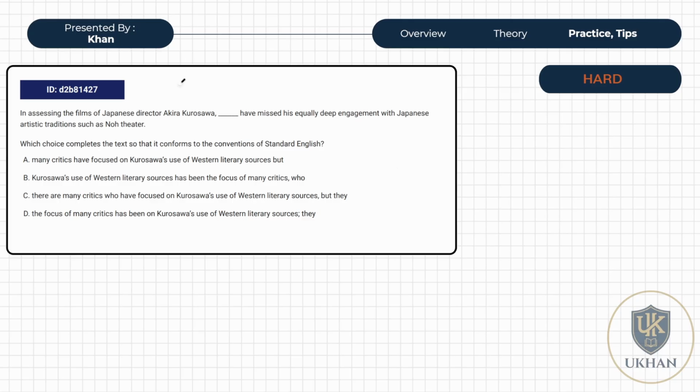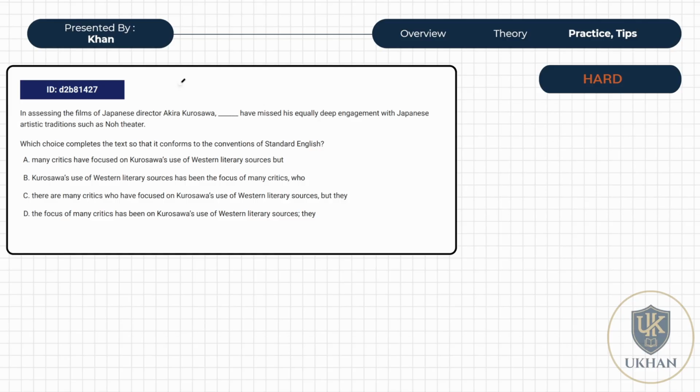In assessing the films of Japanese director Akira Kurosawa, blank have missed his equally deep engagement with Japanese artistic traditions such as Noh theater. So choices A, many critics have focused on Kurosawa's use of Western literary sources, but B, Kurosawa's use of Western literary sources have been the focus of many critics who, C, there are many critics who have focused on Kurosawa's use of Western literary sources, but they are. D, the focus of many critics have been on Kurosawa's use of Western literary sources, they.